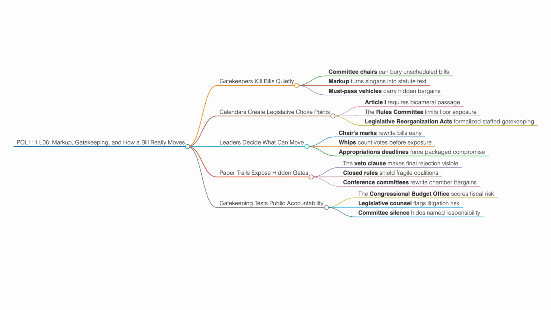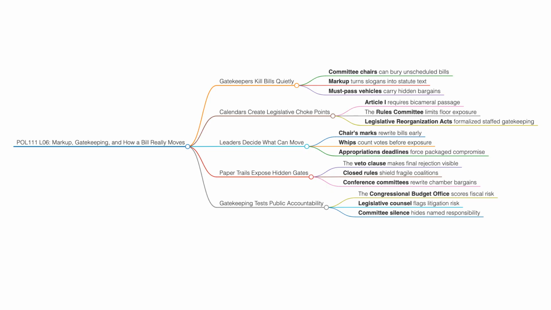The modern gatekeeping structure hardened through repeated institutional reforms. The Legislative Reorganization Act of 1946 reduced committee sprawl, clarified jurisdictions, and expanded professional staffing so committees could handle a larger administrative state. The Legislative Reorganization Act of 1970 opened more hearings and markups to public view, strengthened subcommittees, and gave minority members more procedural footholds. Those changes did not eliminate gatekeeping. They made the gatekeeping machinery more formal, more staffed, and more visible, while leaving chairs, leaders, parliamentarians, and schedulers with decisive control over timing.